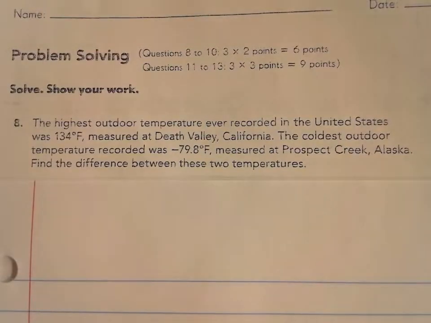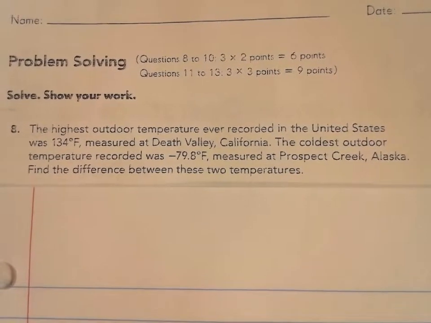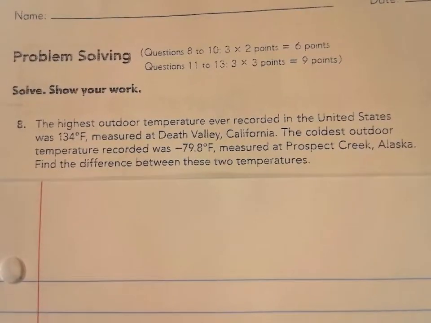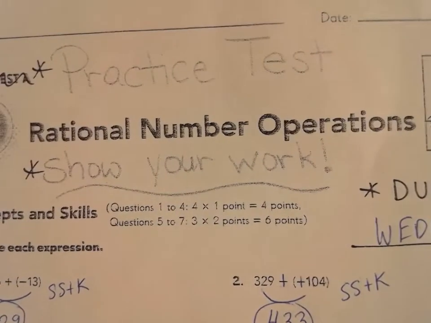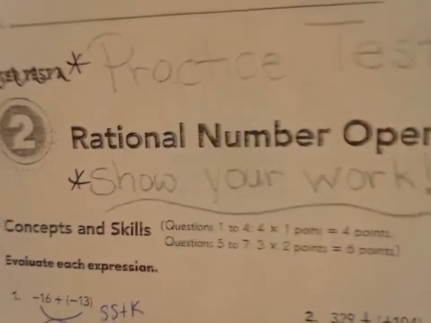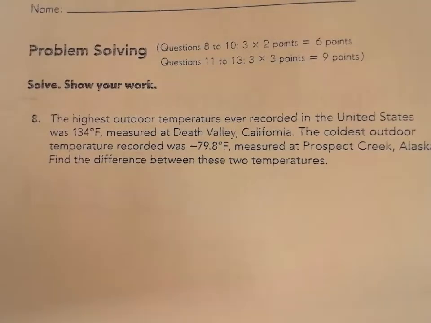This is part 2 of our 7th grade practice test. So we've been working on chapter 2, we've been working on order of operations. We're really combining all of our skills involved in fractions, decimals, whole numbers, and integers. So rational number operations is the title of this practice test for chapter 2. We already talked about page 1 in part 1, so we're moving on to the problem solving. This is on the 2nd page of your practice test.